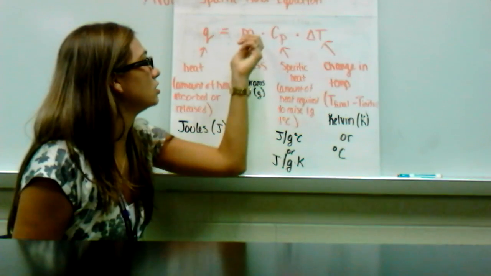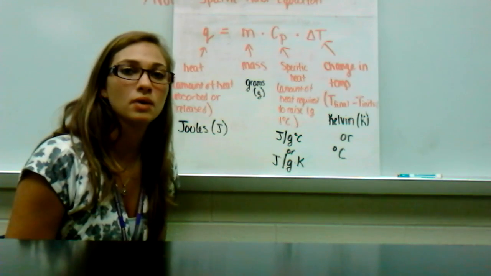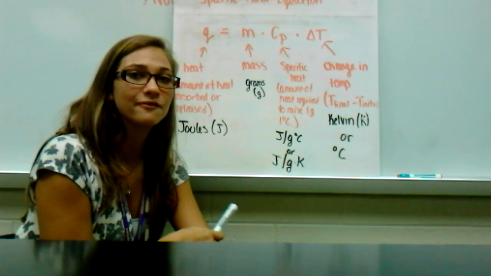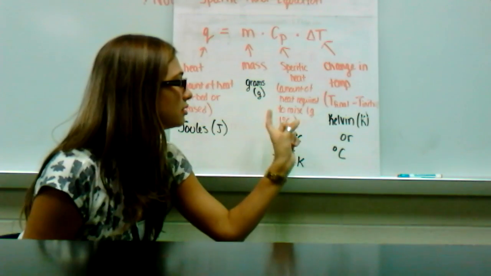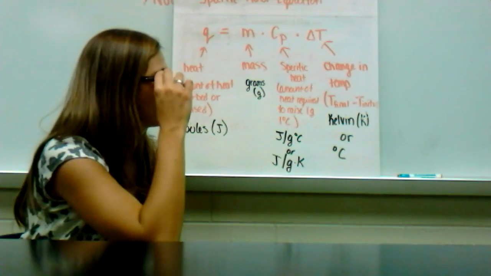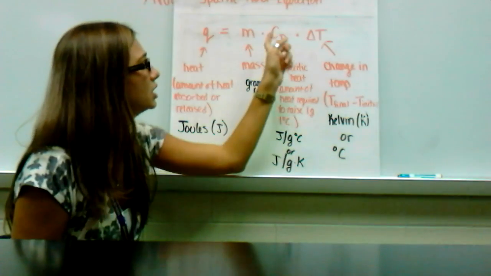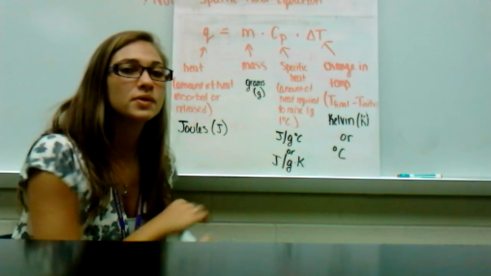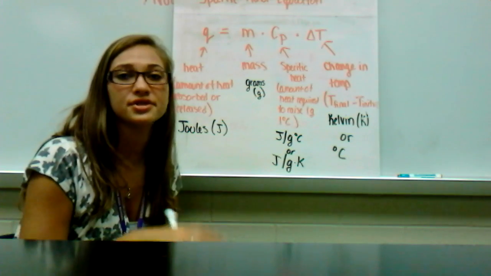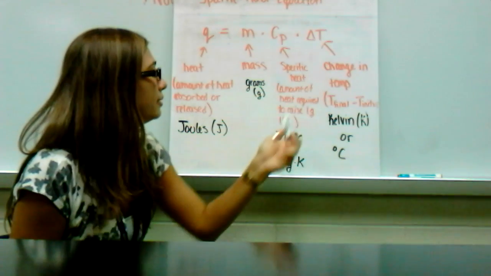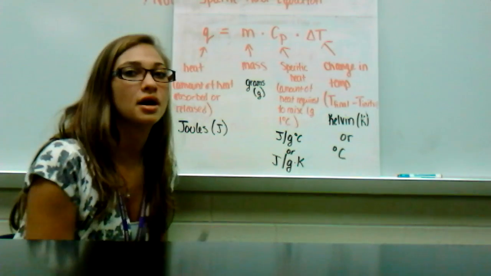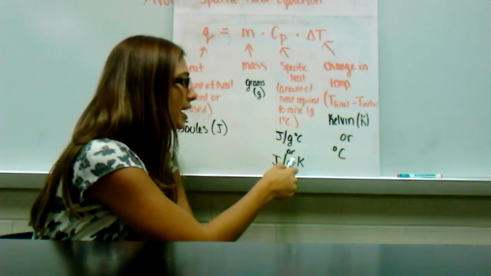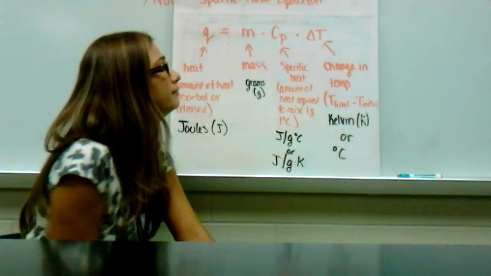Okay, so that's going to equal m, which is mass, so grams, like what we've been dealing with in the past. Then we have Cp. Our Cp stands for specific heat, and that's the amount of heat required to raise 1 gram 1 degree Celsius, or 1 degree Kelvin. P stands for constant pressure. So whenever we're doing specific heat, we're assuming that the pressure is not changing at all. The units that we're going to be using for this are joules divided by grams times degrees Celsius, or joules divided by grams times Kelvin.